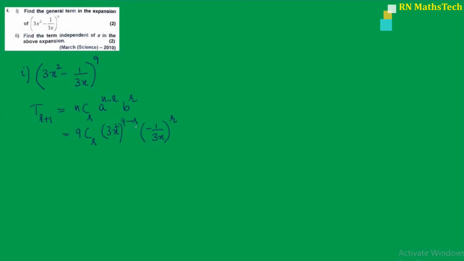Find the term independent of x in the above expansion. Now the term independent of x is the term containing the coefficient of x raised to 0. So we have to simplify. To find the second answer, T(r+1) is equal to 9Cr, here 3^(9−r) into (x²) raised to 9 − r is x raised to 18 − 2r.